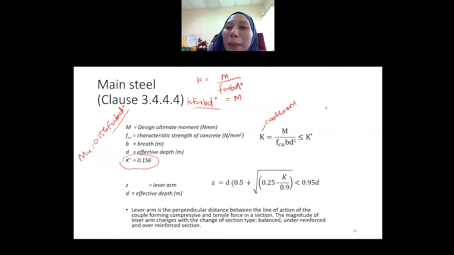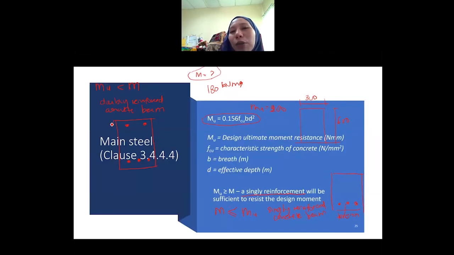Okay, sebenarnya tak penting pun, but I just want to tell you that sebenarnya formula ini dengan formula yang ni, formula kat belakang, formula yang you guna untuk checking saja. You checking whether dia singly or doubly. Kalau dia lebih bigger, dia adalah doubly. Bila dia less, dia adalah singly. Itu saja.